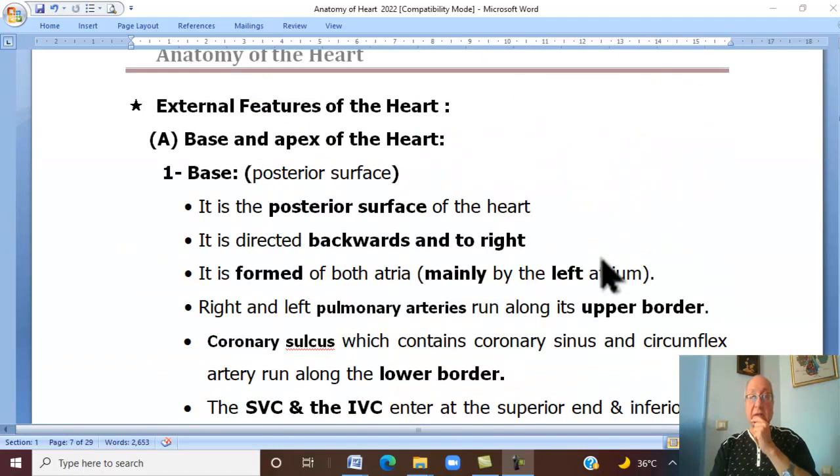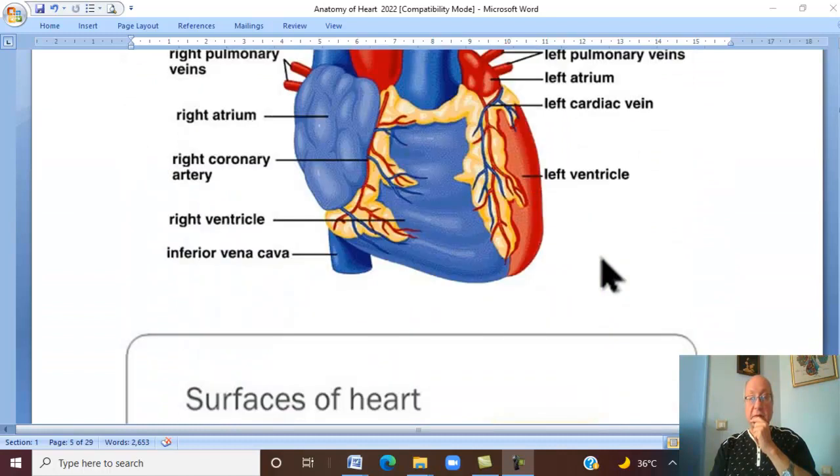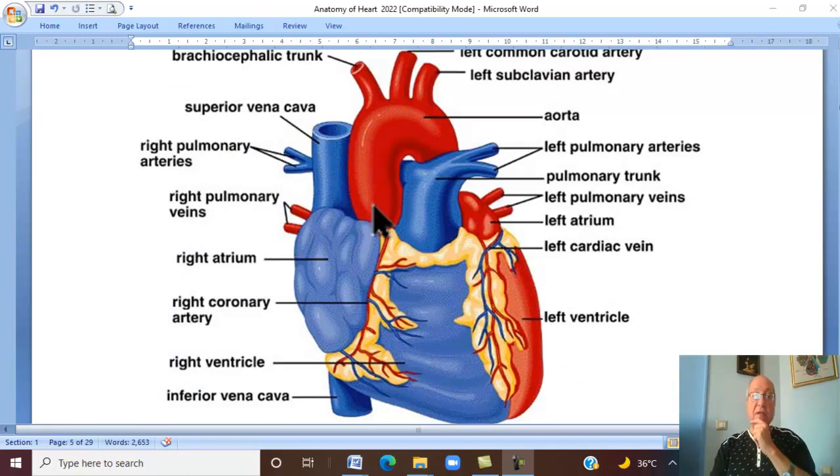Look at this position: the base, which can be seen from behind, is directed upward and to the right, in contrast to the apex, which is directed downward, forward, and to the left.